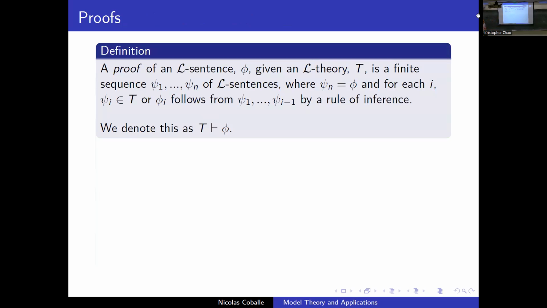Okay, so now we're going to move on to what a proof is. A proof of an L sentence phi, given an L theory T, is a finite sequence, psi 1 to psi n, of L sentences where psi n is phi, and for each i, psi i is in T, or psi i follows from the previous ones by a rule of inference, like modus ponens or introduction rules, that kind of stuff. If phi can be obtained this way, then we say T proves phi.